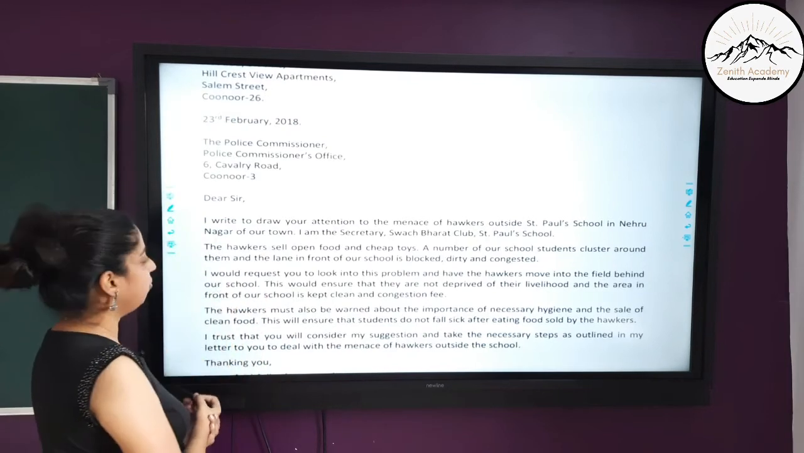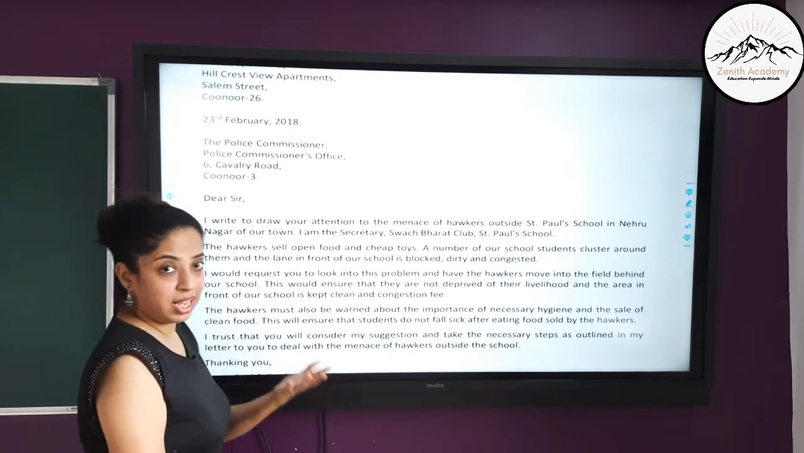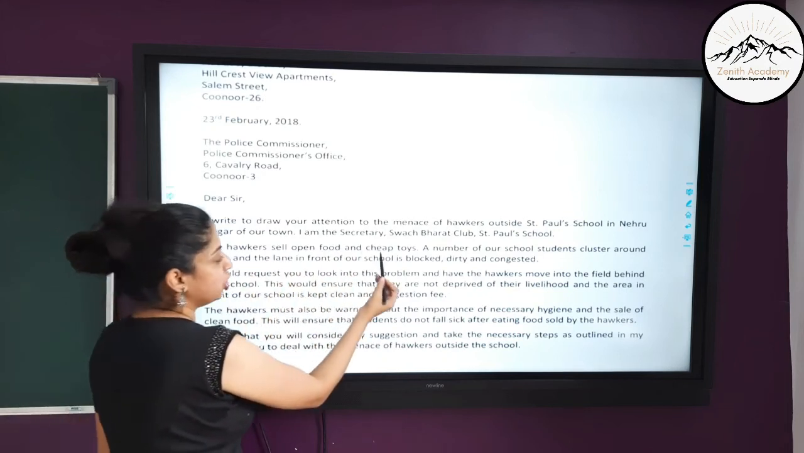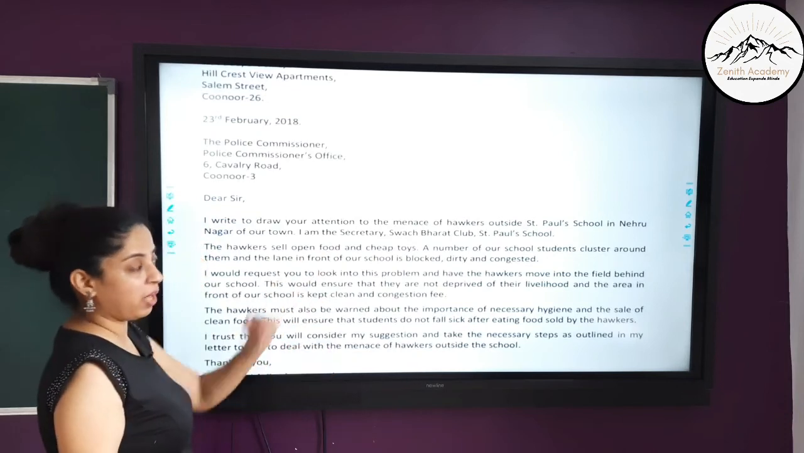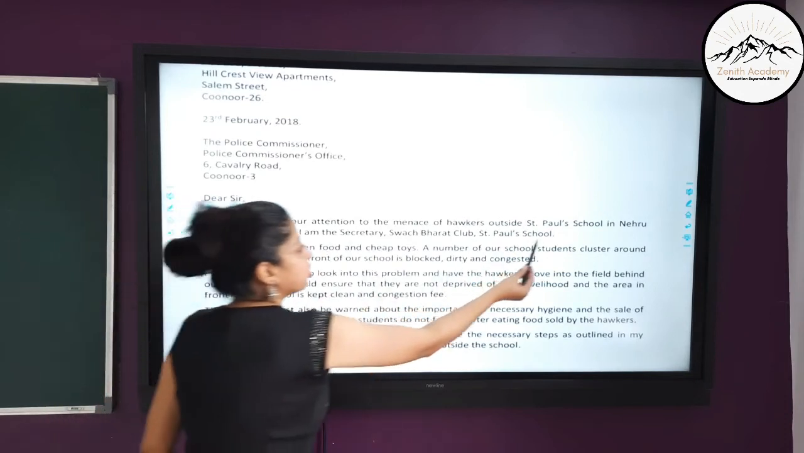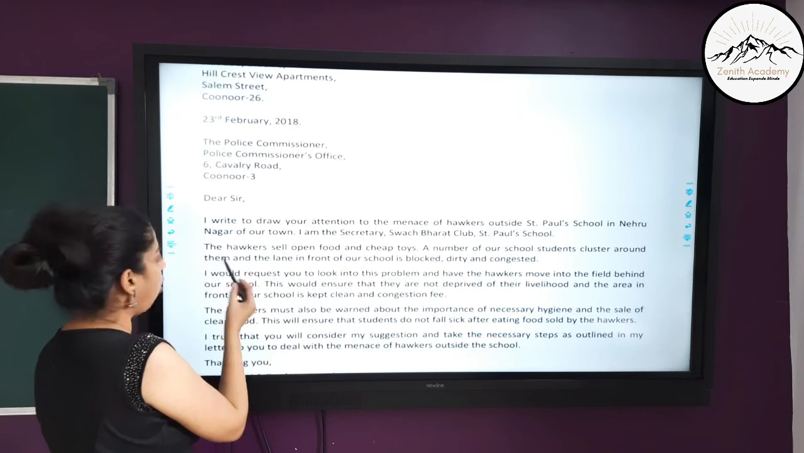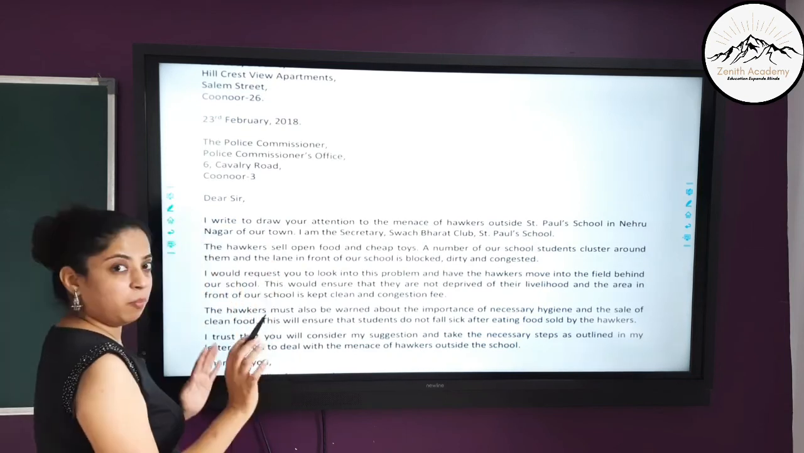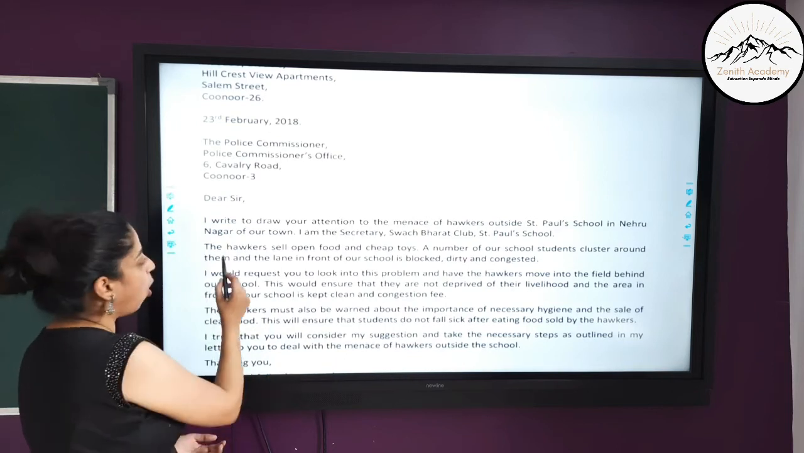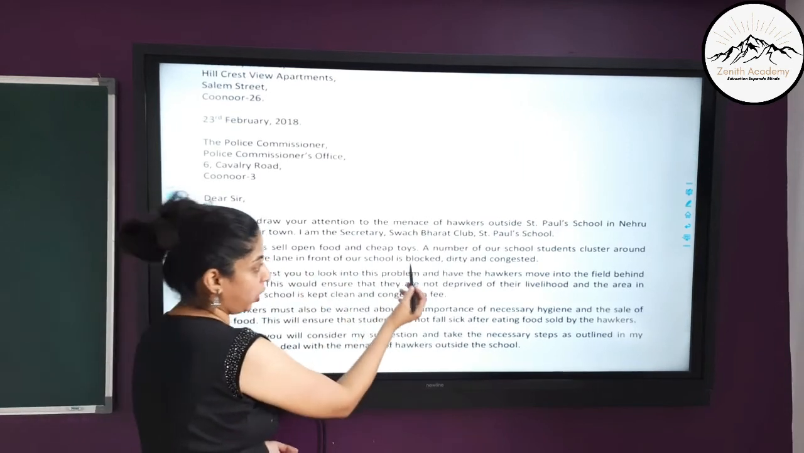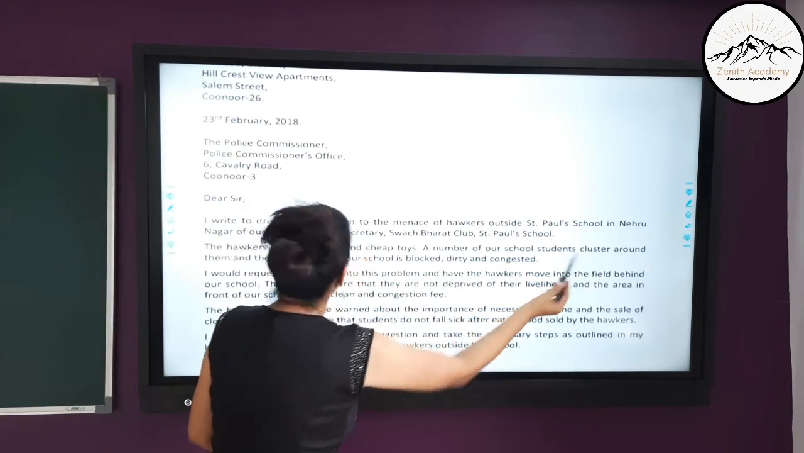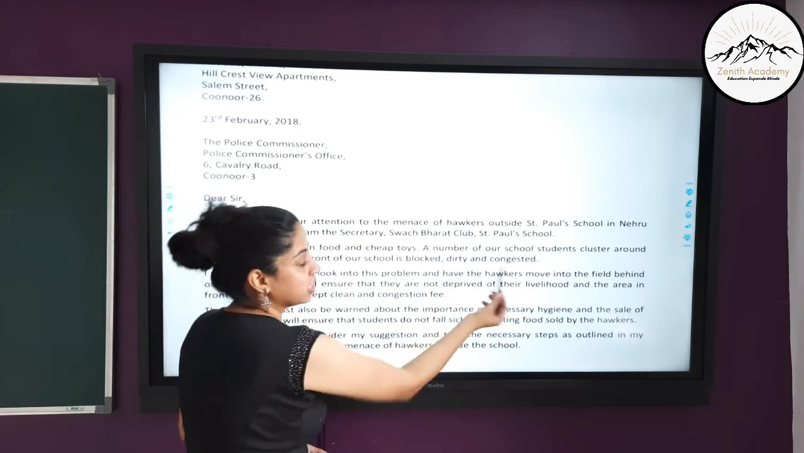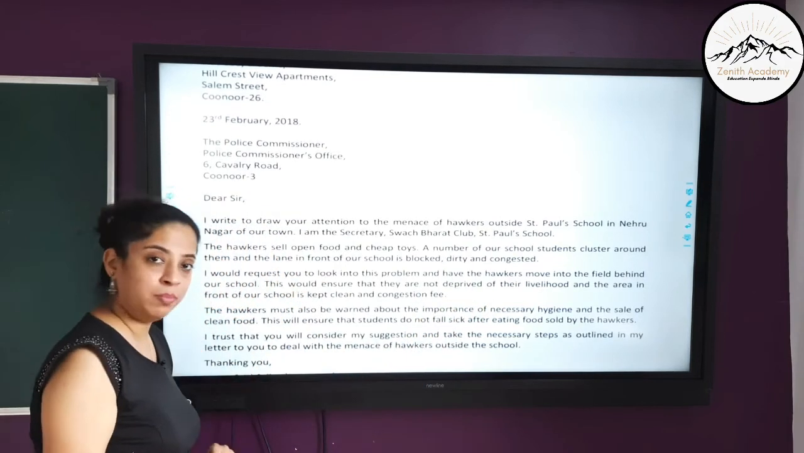Then second paragraph, wherein you show the actual problem in detail. So the hawkers sell open food and cheap toys. Now when you are changing the paragraphs, it is okay to just leave here and start with the next line, or you can indent it. You can leave some space and then write. So both are accepted. Prefer writing it like this. The hawkers sell open food and cheap toys. A number of our school students cluster around them and the lane in front of our school is blocked, dirty and congested. So this is your problem.